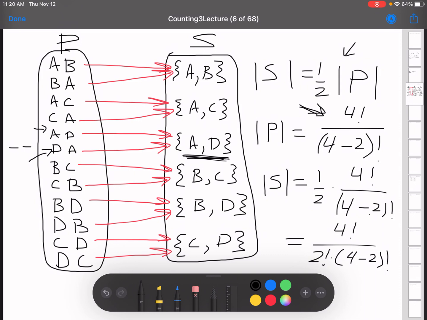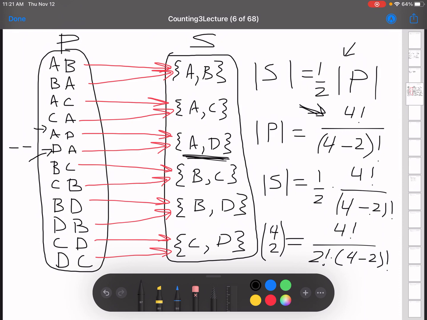Okay, so then we've established that the cardinality of S is equal to that. Now what is the cardinality of S? The cardinality of S is the number of 2-element subsets of a set with 4 elements. We've already established before that we use the notation 4 choose 2 for that. So here you see that 4 choose 2 is equal to 4 factorial over 2 factorial times 4 minus 2 factorial.